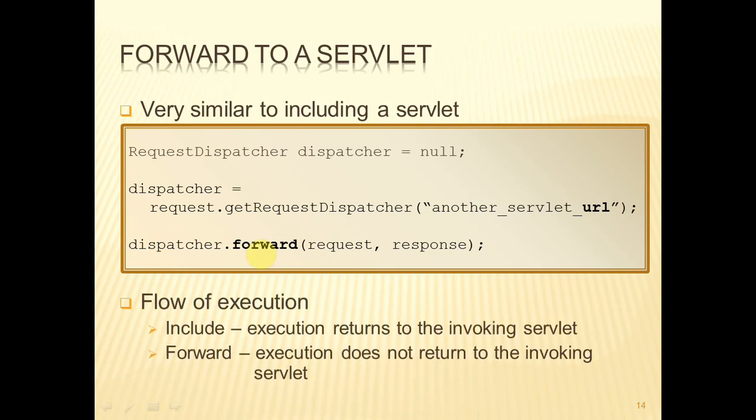So what's the difference? Well, it's all to do with the flow of execution. When we include another servlet, we're going to halt execution of the invoking servlet and switch control over to the invoked servlet. When that has finished executing, control then comes back to the invoking servlet. And then the invoking servlet will continue its execution from the point where it left off. Whereas with forward, execution does not come back to the invoking servlet. And so forward would essentially be the last thing that that servlet does.